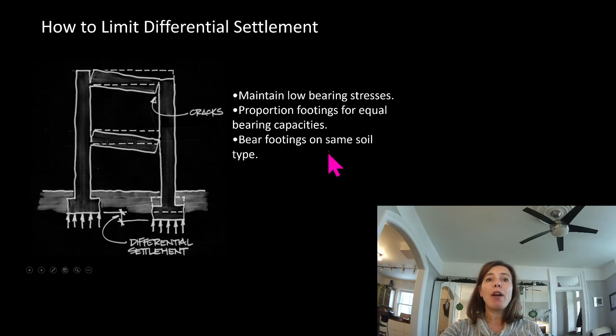We can bear footings on the same soil type, so we can ensure that we do have the same consistency of soil below both of these things. This footing here, good soil might be down a little bit further, so we might have to dig this foundation to be a little bit deeper than this one, just to make sure we're on similar types of soil.